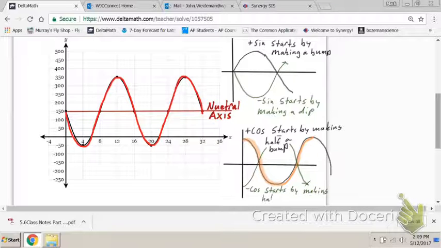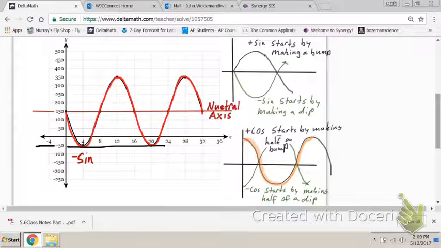All right, so we can see that ours starts at the neutral axis, and why I called it a cosine, I do not know. All right, so let's fix that, and we know then from our discussion that it is a negative sine. All right, so that's the first thing that we have to do.